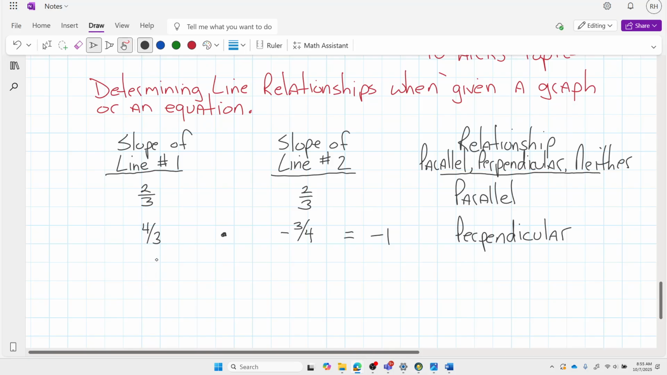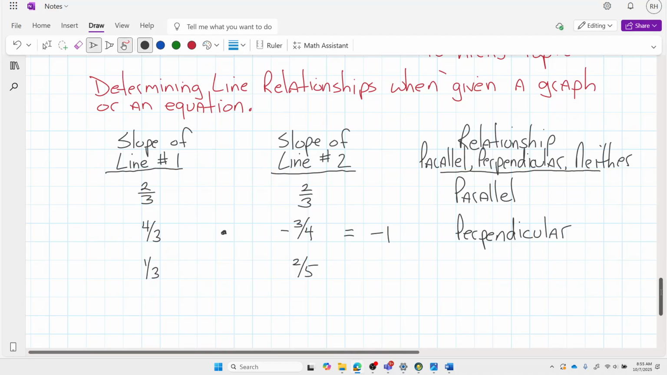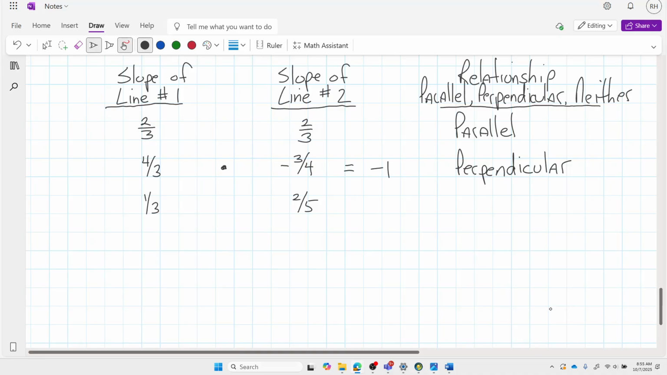If the slope of one of the lines is 1/3, and the slope of the other line is 2/5, what is the relationship of the lines? Neither. They're not parallel, they're not perpendicular, so they are called neither. They are just two lines that intersect each other somewhere.